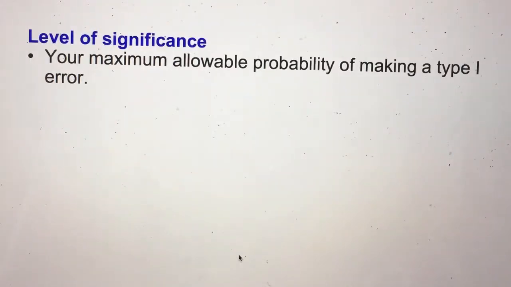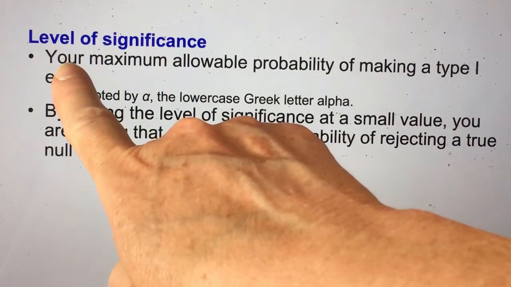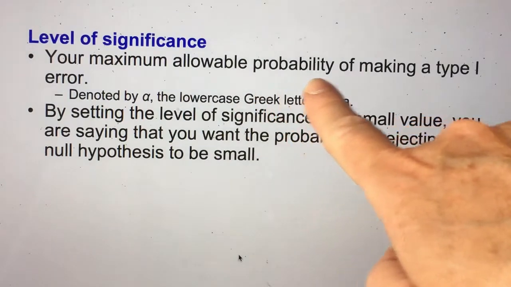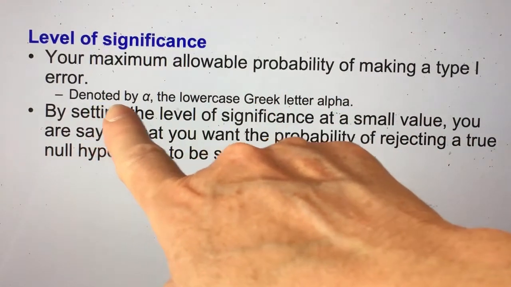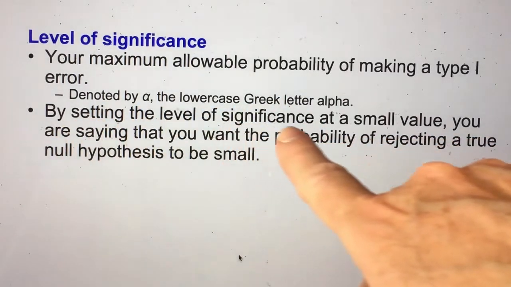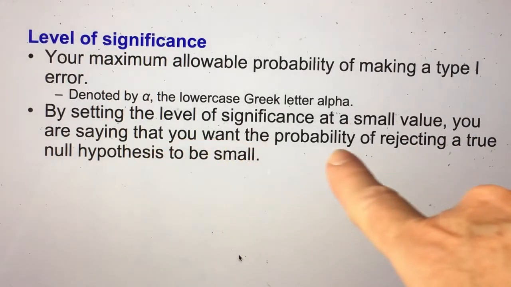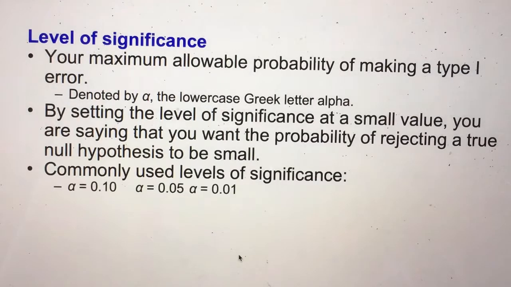When you're looking at what is the level of significance, it's your maximum allowable probability of making a type 1 error, and it's denoted by alpha. By setting the level of significance at a small value, you are saying that you want the probability of rejecting a true null hypothesis to be small. So those are the common ones.